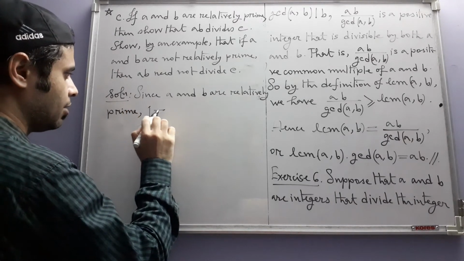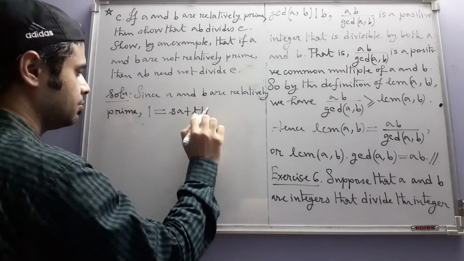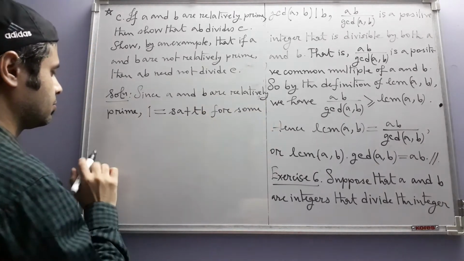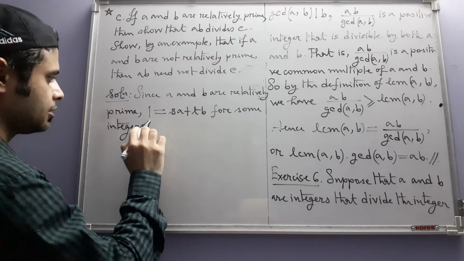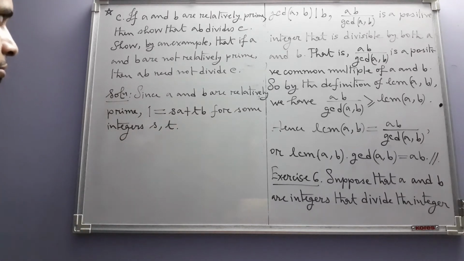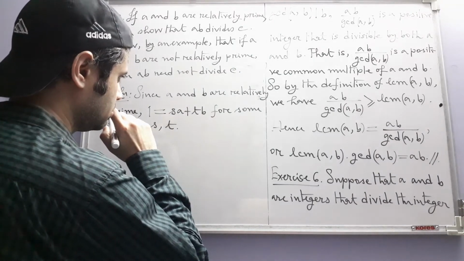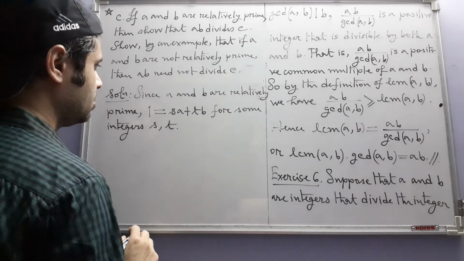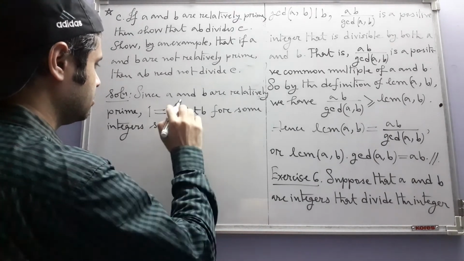So we will have 1 equal to SA plus TB for some integers S and T. Okay. We have to prove that AB divides C.